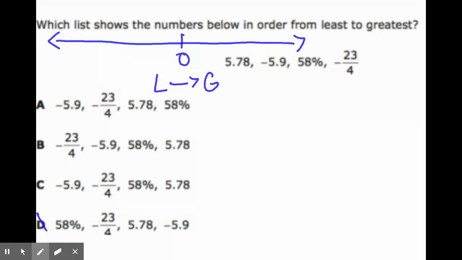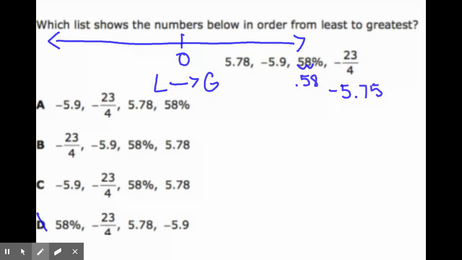Now, before I can compare these numbers, I want to make sure they're all in the same form, and that would be decimal form. So I'm going to convert my percentage and my fraction into decimals to join these other two that are already in decimal form. In order to convert my percentage, I'm just going to move my decimal 2 places to the left. You can also divide 58 by 100, and that would give you 0.58, 58 hundredths. Negative 23 divided by 4 would give us negative 5 and 75 hundredths.